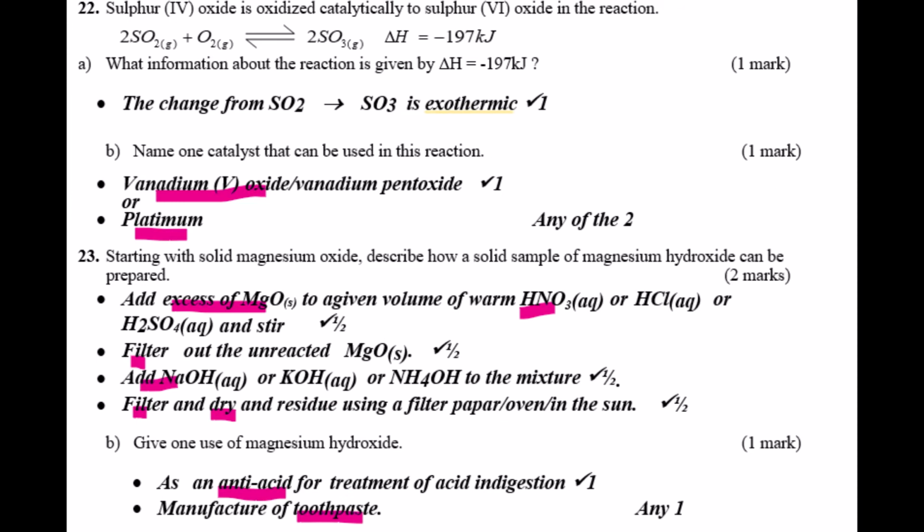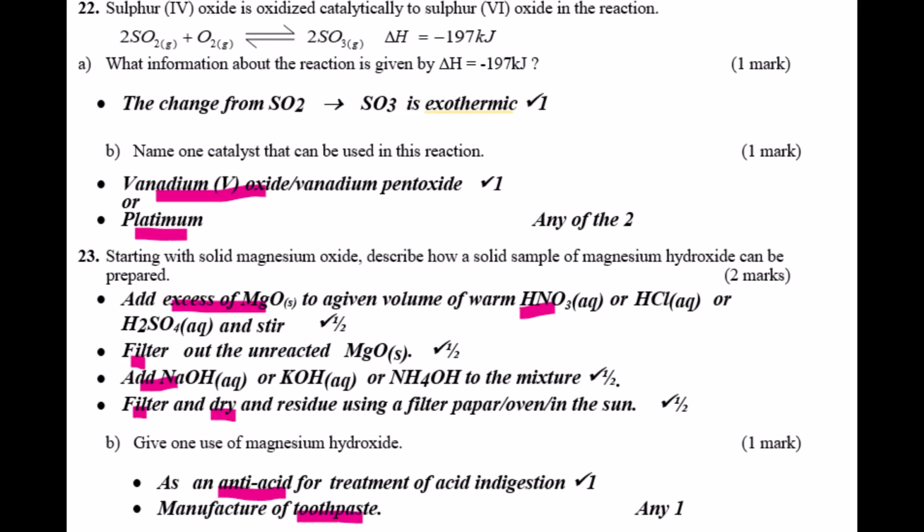Question number 22. For the thermochemical equation you're given, the negative sign shows the reaction is exothermic. Some heat is given to the surroundings. Then with part B, the catalyst that we need is vanadium(V) oxide, what we call vanadium pentoxide. Platinum can also work.